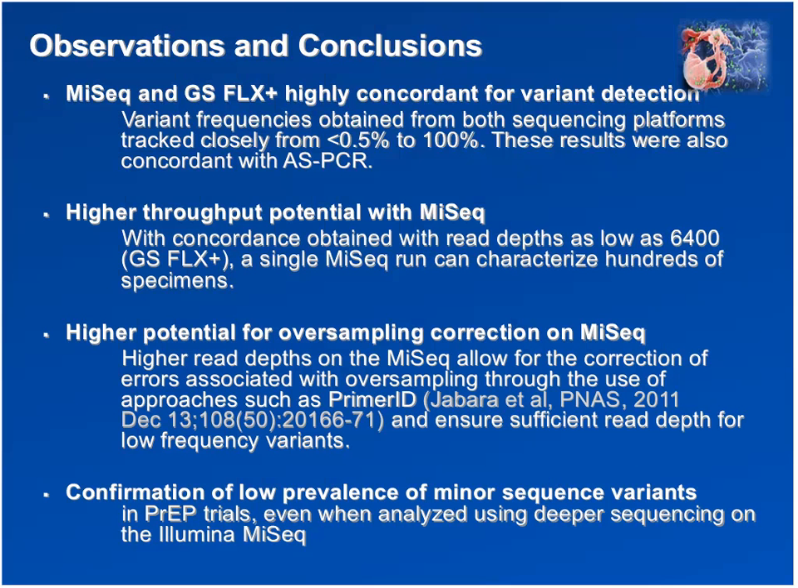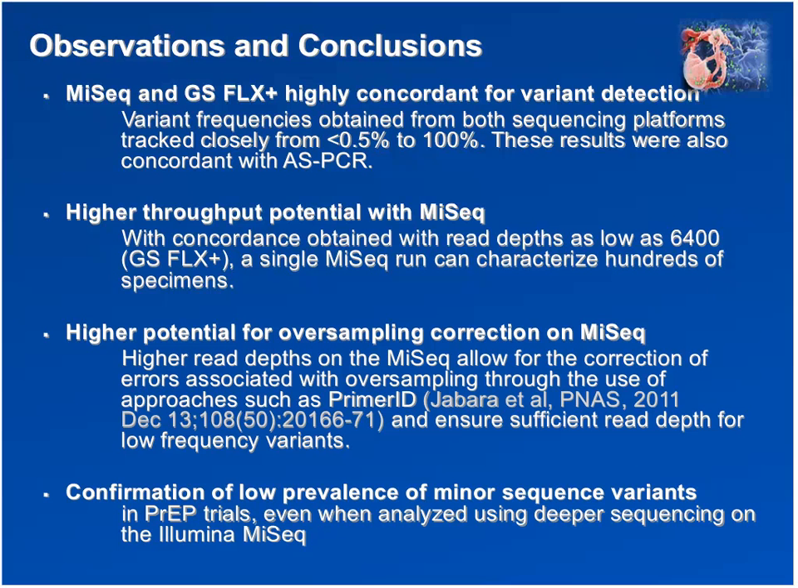So finally, as far as our observations and conclusions from this comparison, the MiSeq and the GS FLX Plus were highly concordant for variant detection. As I showed you, variant frequencies were obtained from both sequencing platforms, all the way from 100% down to less than 0.5%, and they were also concordant with our allele-specific PCR data.